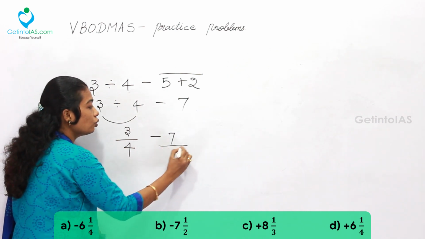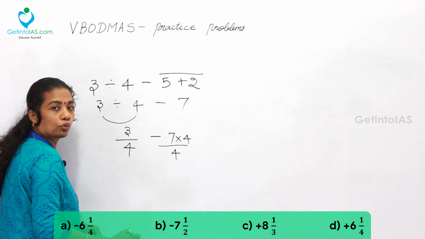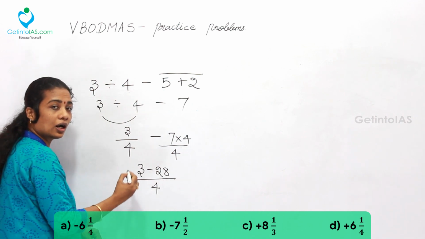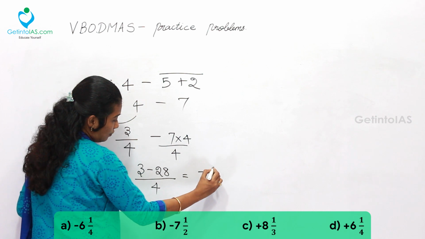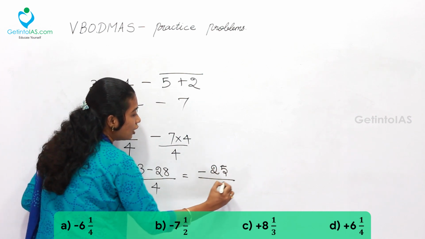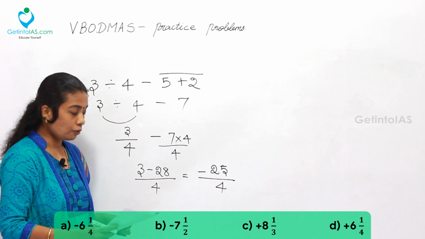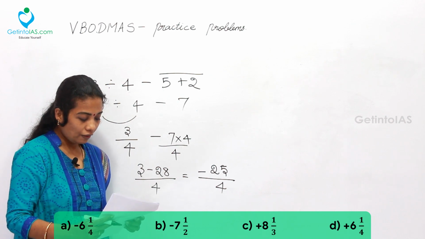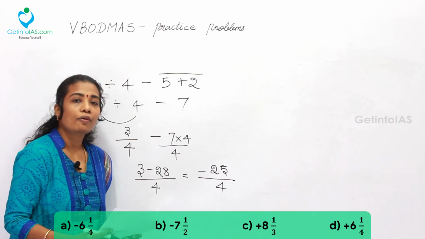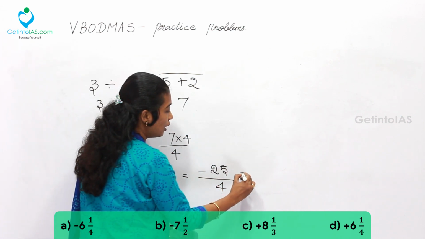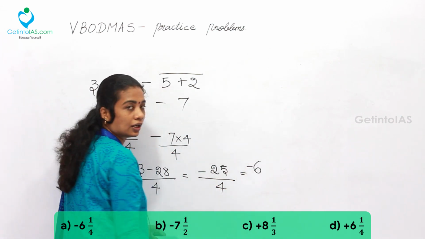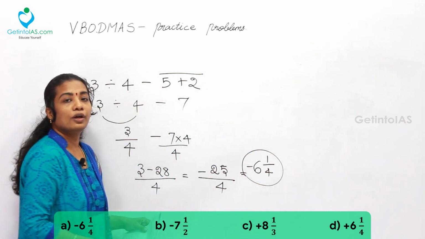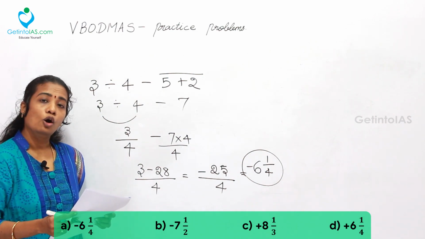So here, to make 4, you can multiply by 4. So 3 minus 28 divided by 4. Finally, I will be getting minus 25 by 4. Just have a look over your options. Whether this negative 25 by 4 is presented or not. It is not presented, all are given in terms of mixed fractions. So let's convert it. How many times 4? 6 times 4. So put the negative. What is the remainder here? 1. Negative 6 1 by 4 is the option which is given in option A.